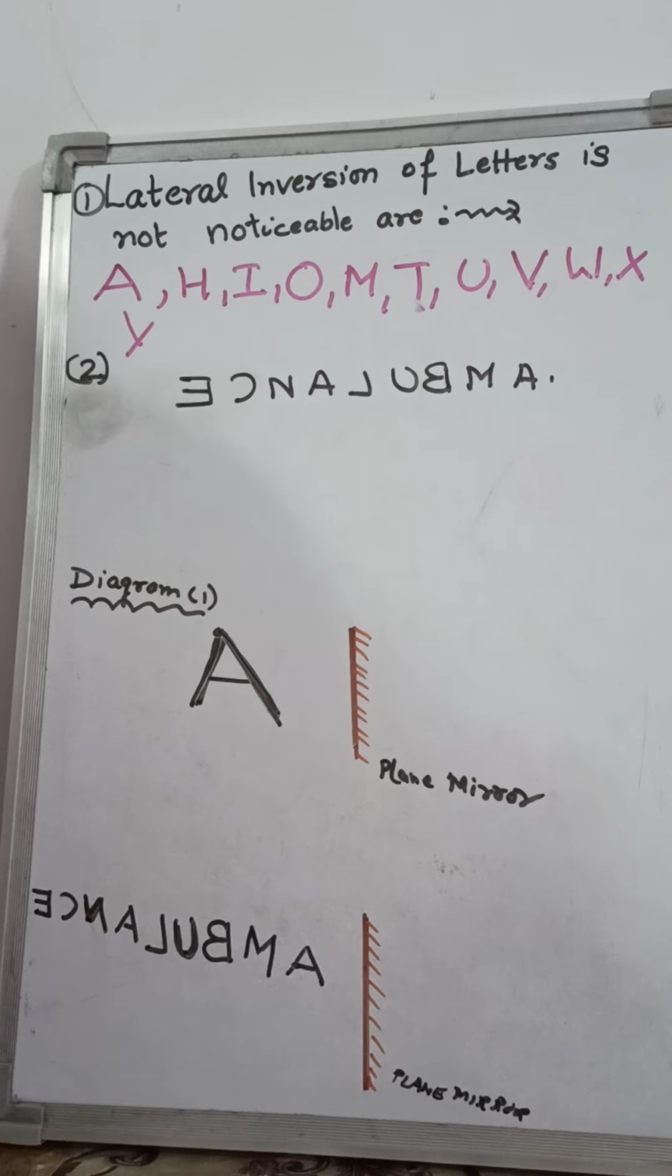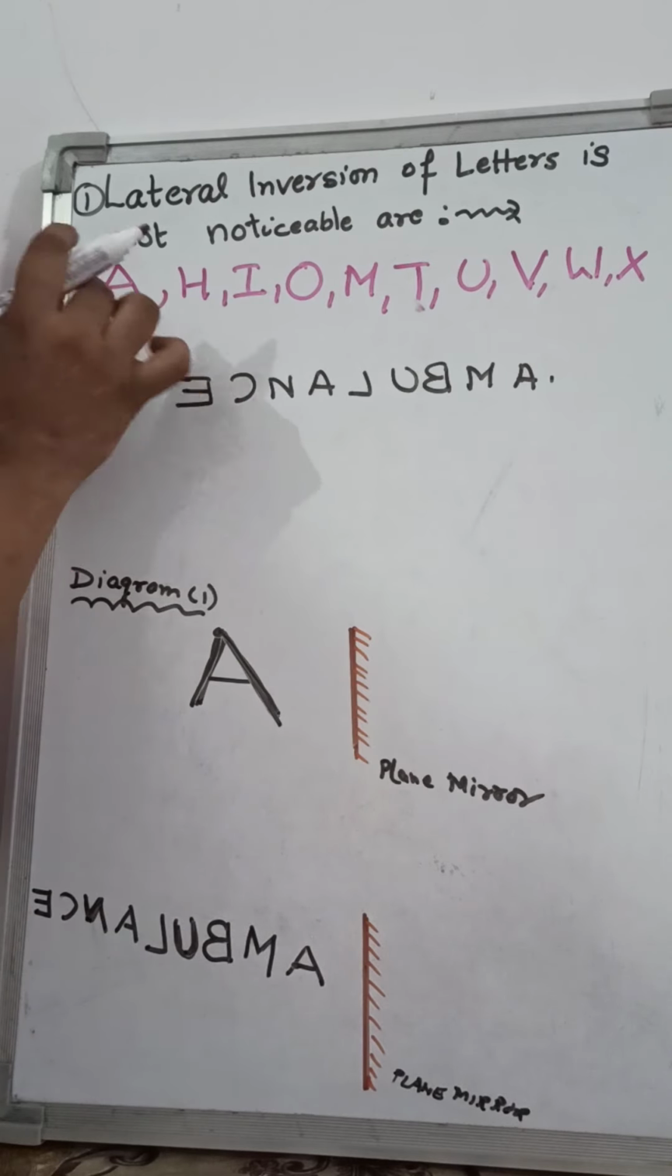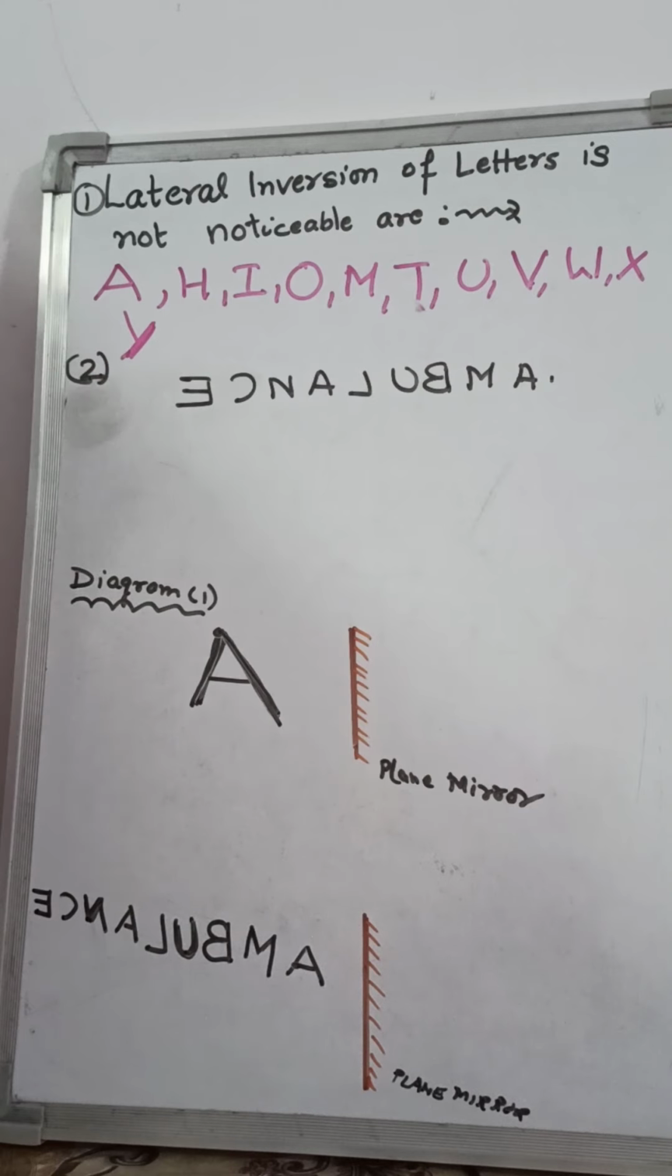Why? Since their image remains unchanged. If you place these letters in front of the plane mirror and you see their image, there will be no change. They will appear similar. That is, not noticeable any lateral inversion. Why? Because these letters have symmetry about a vertical line.